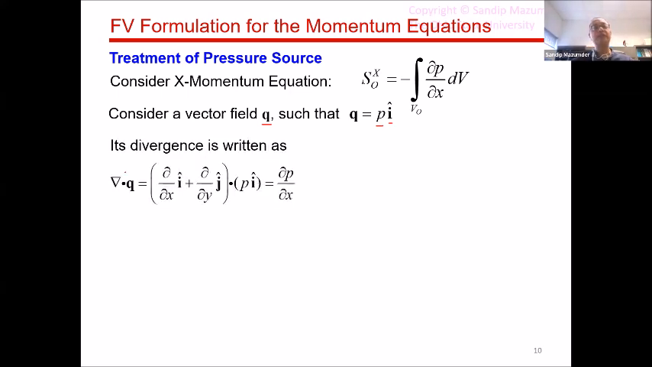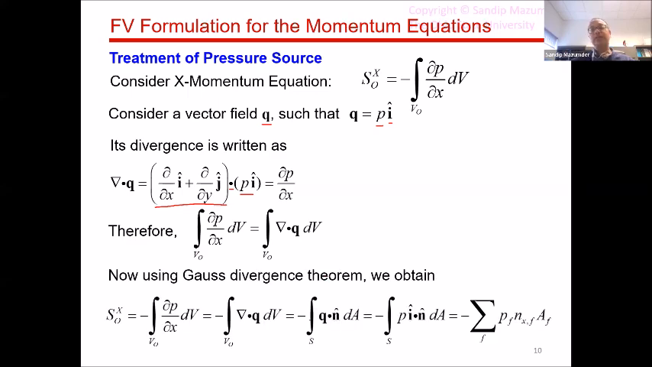So if I calculate the divergence of q, the divergence operator, or the nabla operator, looks like this: d/dx i plus d/dy j. Divergence means I'm dotting it with this vector, which is p times i. So clearly you can see this is going to give me dp/dx, because j dot i is 0. Of course, you could extend this to 3D also. I'm just showing it for 2D. So therefore, we can say that the volume integral of dp/dx dV is the same as the volume integral of divergence of q dV, provided q is defined as p times i.